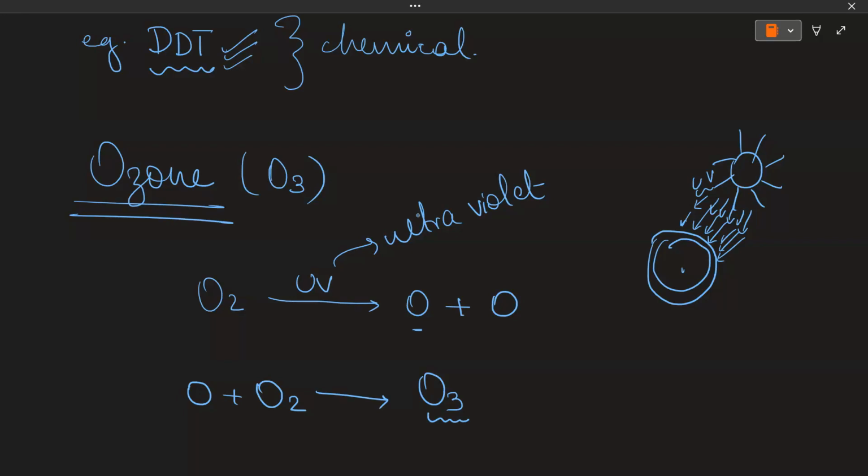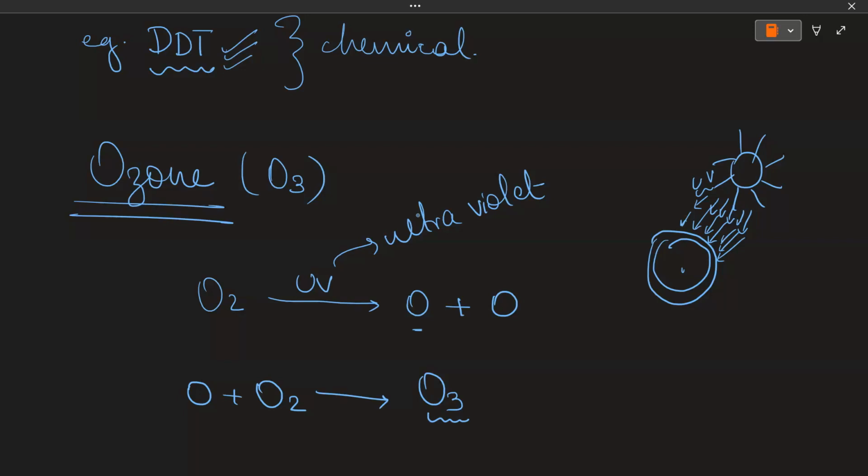So ultimately, what we are seeing here is that the ozone is there for our protection. It is sort of acting like a blanket. Now let us talk about why and how the ozone layer is being depleted. Now you understand, if the ozone layer is depleted, what will happen?